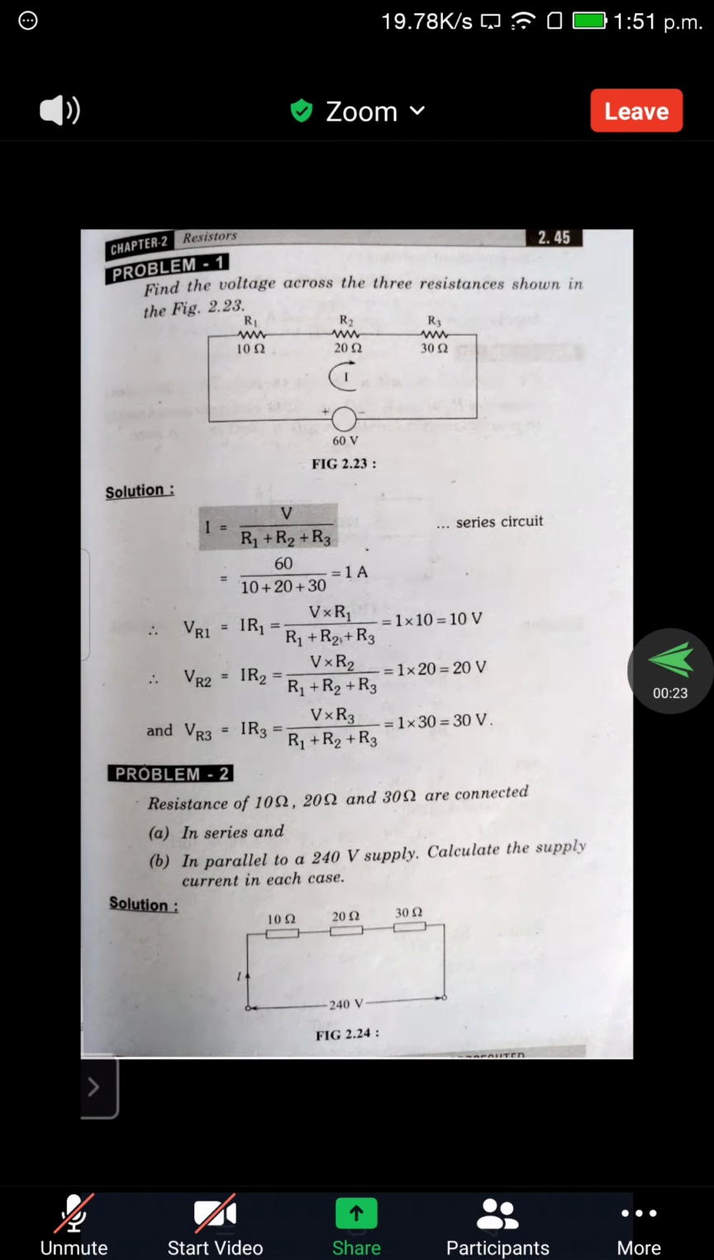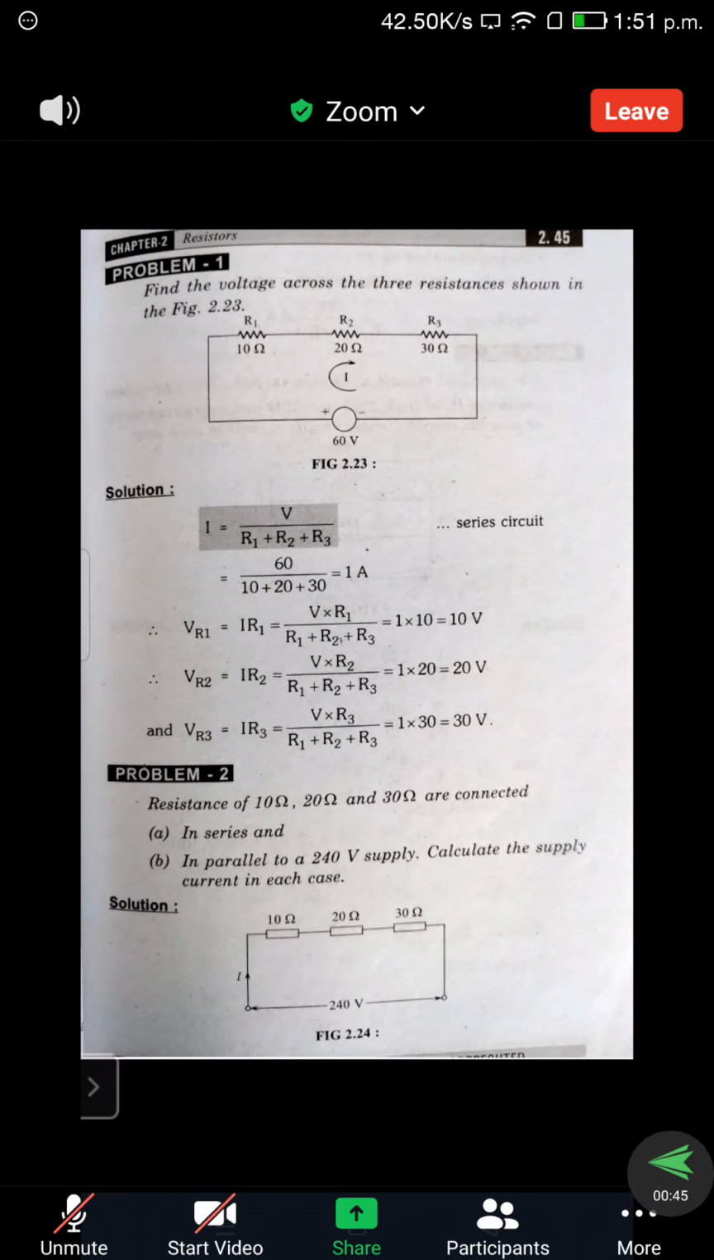What is the I value there? I is 1, R1 is 10. So directly 1 into 10 is equal to 10 volts. Next, similarly, VR2 is equal to I into R2. I is 1, R2 is 20. So 1 into 20 implies the value is 20 volts.